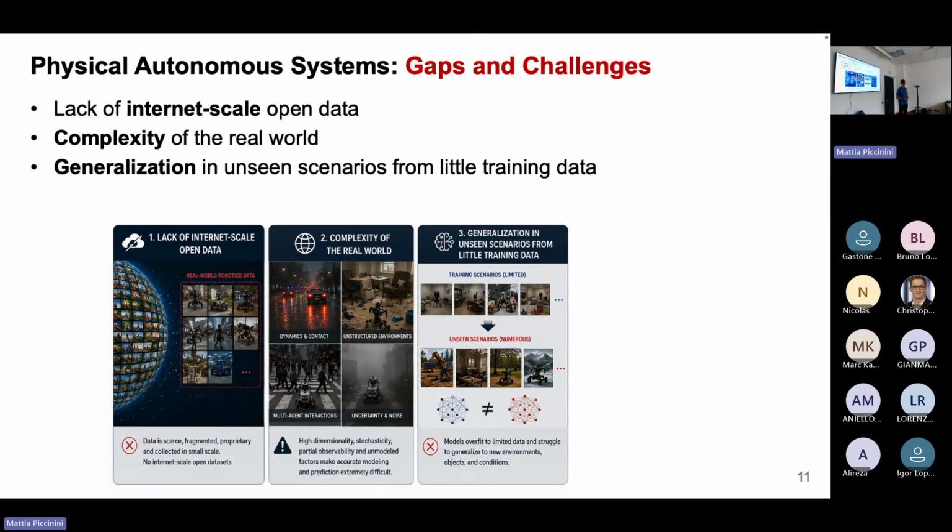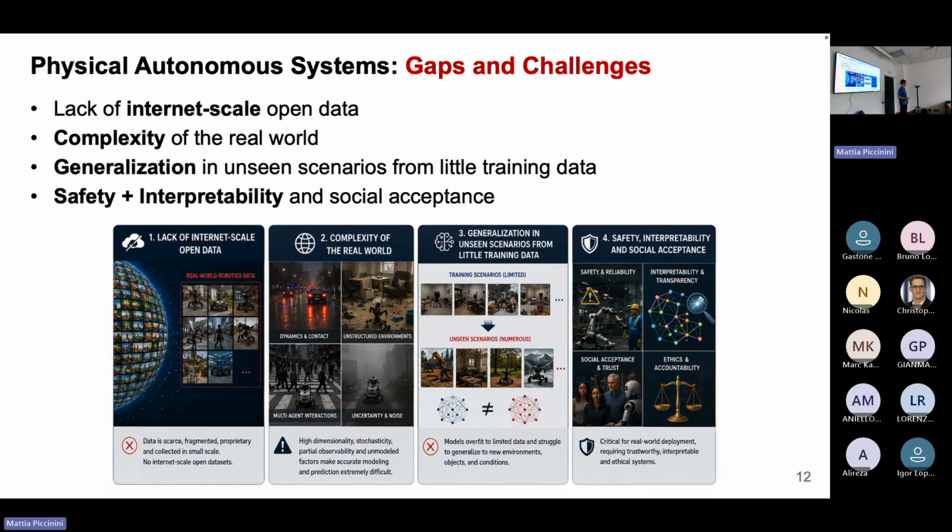Not only you need to generalize, you need also to be safe, right, when deploying to the real world, and possibly also to be interpretable, okay, because the public wants to understand when you give autonomous driving to the market, people want to understand what's going on with our car. When we make a wrong decision, why that was the case, right? So this is indeed quite a lot of gaps to be addressed.